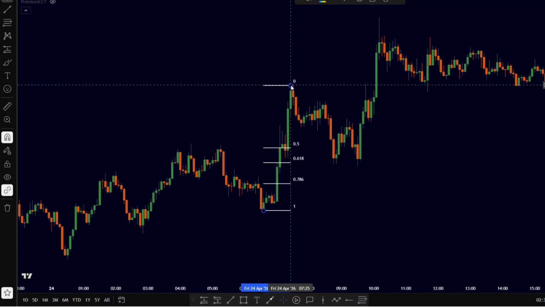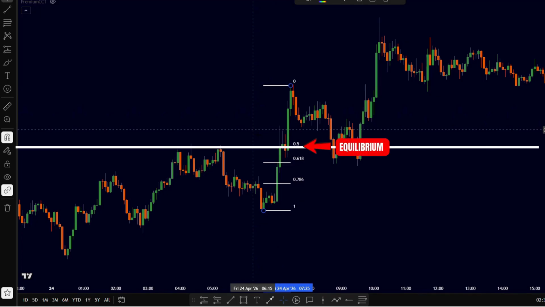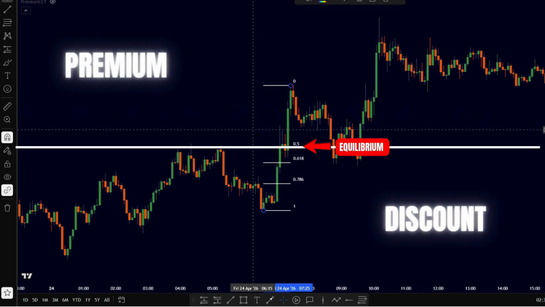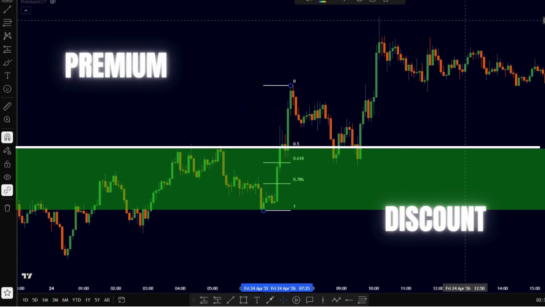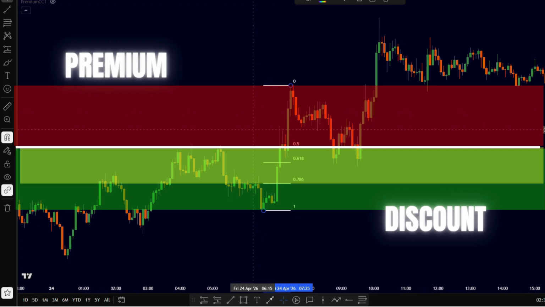Now the key levels ICT cares about here. The 50% level is your equilibrium, the dividing line between premium and discount. Everything from 0% to 50%, the lower half, is your discount zone. Everything from 50% to 100%, the upper half, is your premium zone. In a bullish move, you are looking for price to pull back into the discount zone, ideally between the 50% and the 79% retracement levels, before you start looking for buy setups. That deeper discount is where smart money gets the best possible price on their long entries.